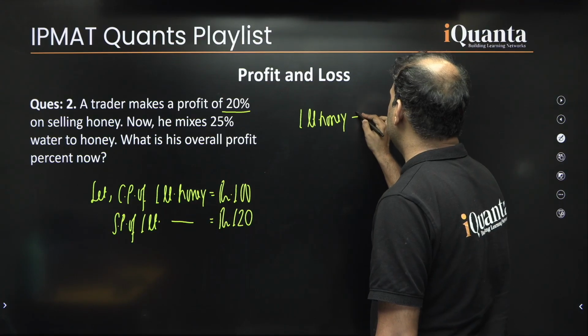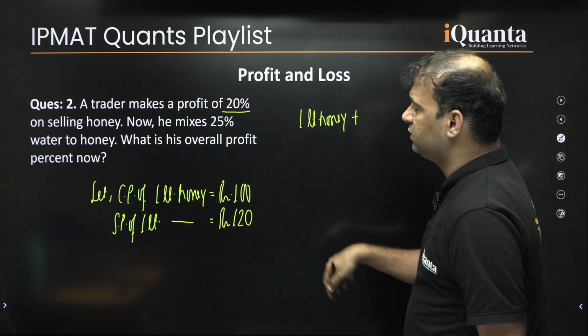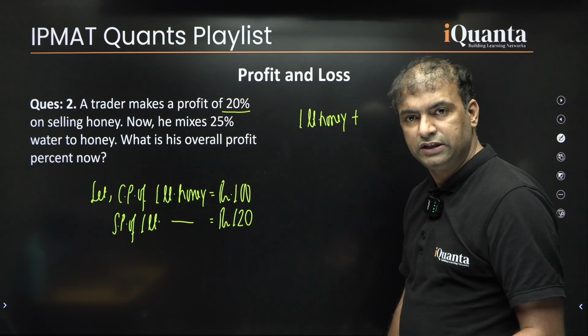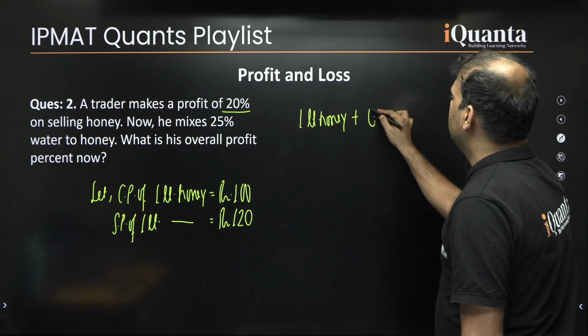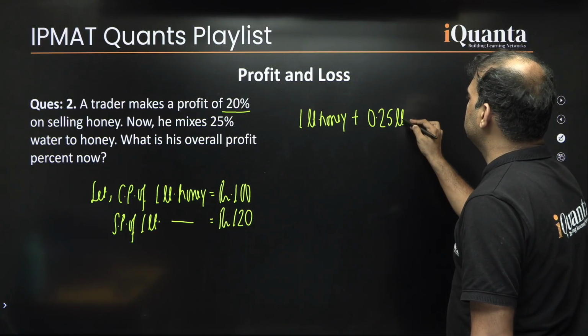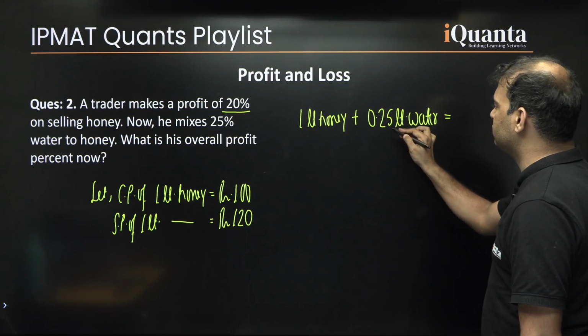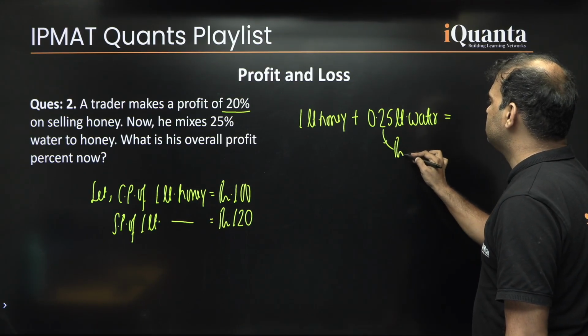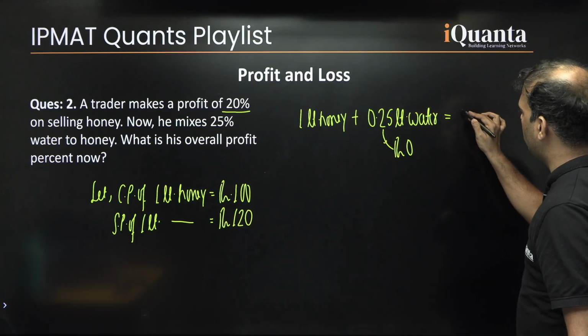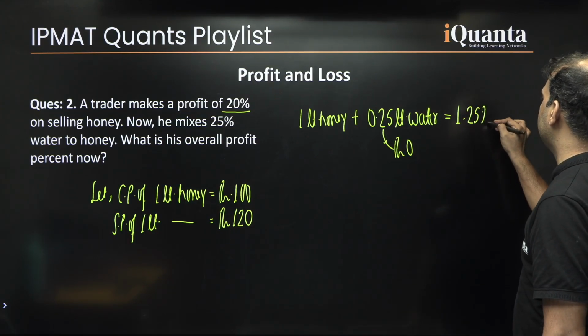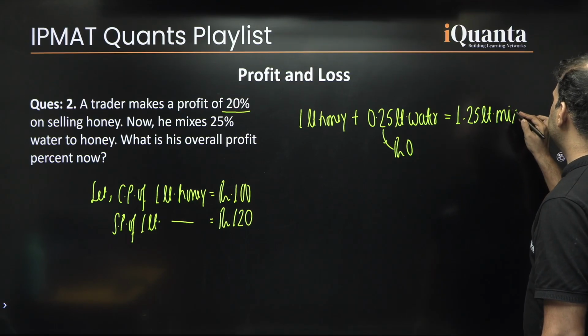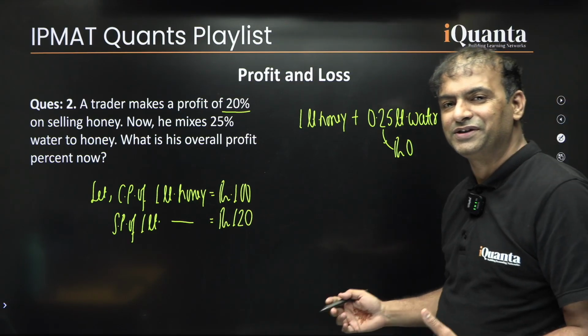With that we have 25% water, 25% of 1 liter, so we can say 1.25 liters, right? And in the last problem I also mentioned that water is something which comes obviously free, so the cost price of that has to be 0, simple. And that, by the way, makes 1.25 liters of mixture. Now let's do the final calculation of the cost and selling price.